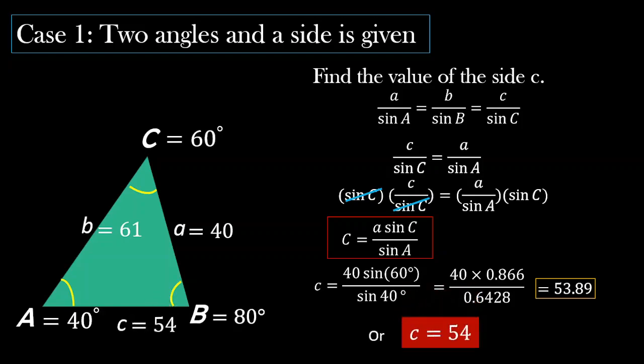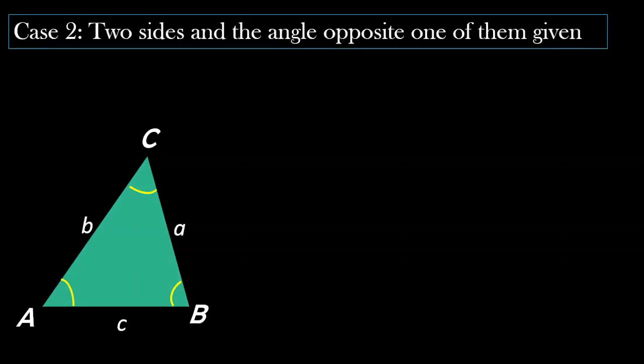Case 2. Two sides and the angle opposite one of them are given. Consider the triangle that has side a equal to 40. The value of side c is equal to 54. The value of the angle A that is opposite to the side a is equal to 40 degrees. We solve for the value of angle C.